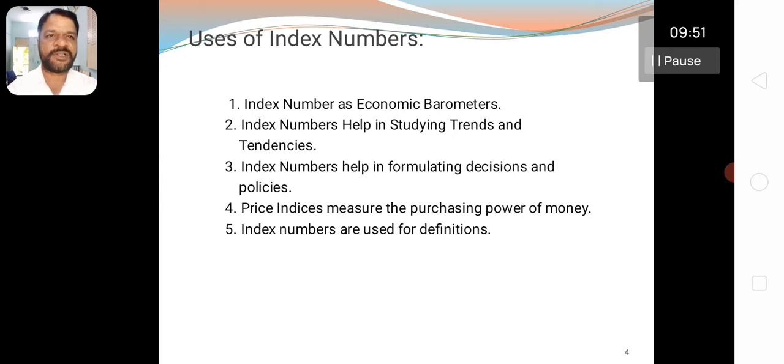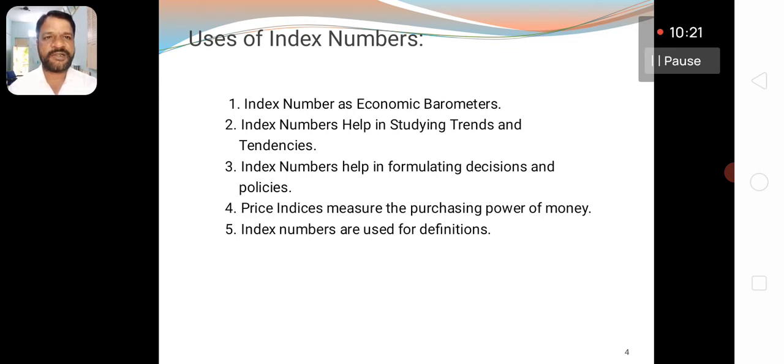Index number helps in studying trends and tendencies. Then, what is the trend? It means that according to the new trend, what is the policy that can be followed? And what are the modifications that should be made according to the innovation in the market? That can be studied with the help of the index numbers.